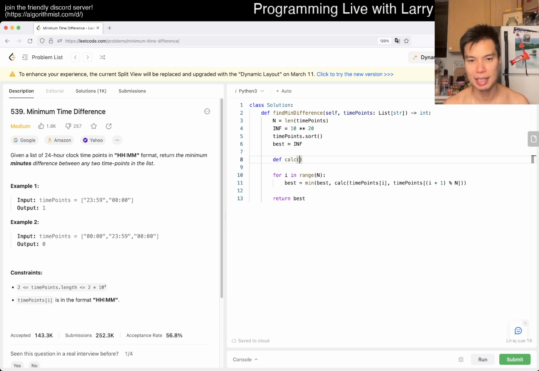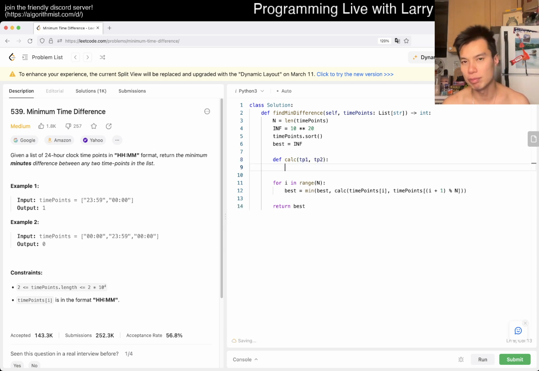Nothing too bad yet. And then now here we have a calc function with TP1, TP2 for time points, and maybe we could convert. We have a 24-hour clock, and we want to convert it to minutes so that we can do the math. So yeah, let's do that.